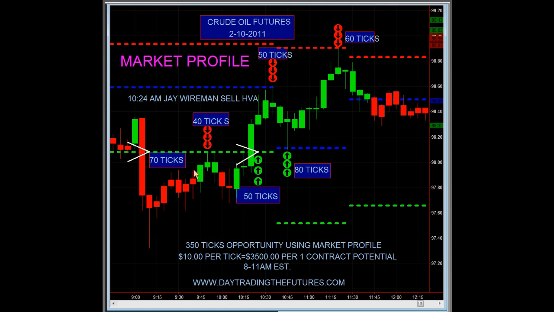this is a breakdown. This is a retest short. This is a breakout on the third test. This is a retest short. This is a retest long.